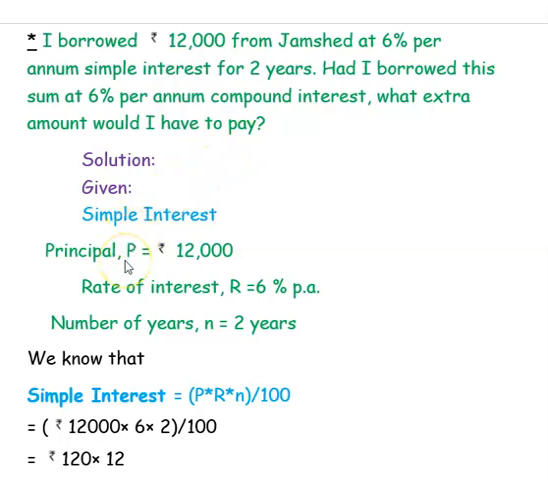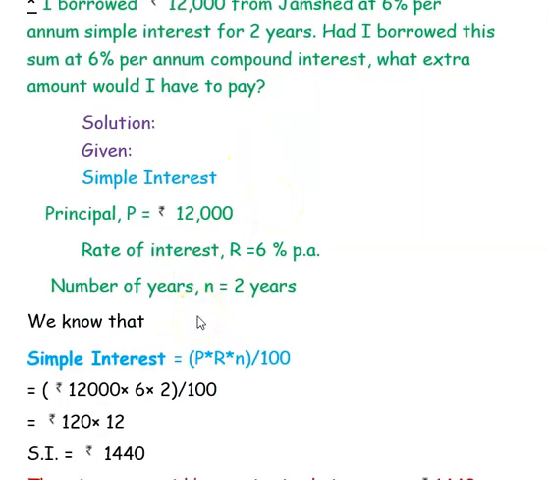Let's see what is given first. The principal borrowed is rupees 12,000 at a rate of interest of 6% per annum for 2 years for simple interest. Then, if the same amount is borrowed for compound interest, what is the extra amount I have to pay? So, we have to calculate the amount using simple interest and also using compound interest, and find the difference between both the amounts. First, we'll go with simple interest.